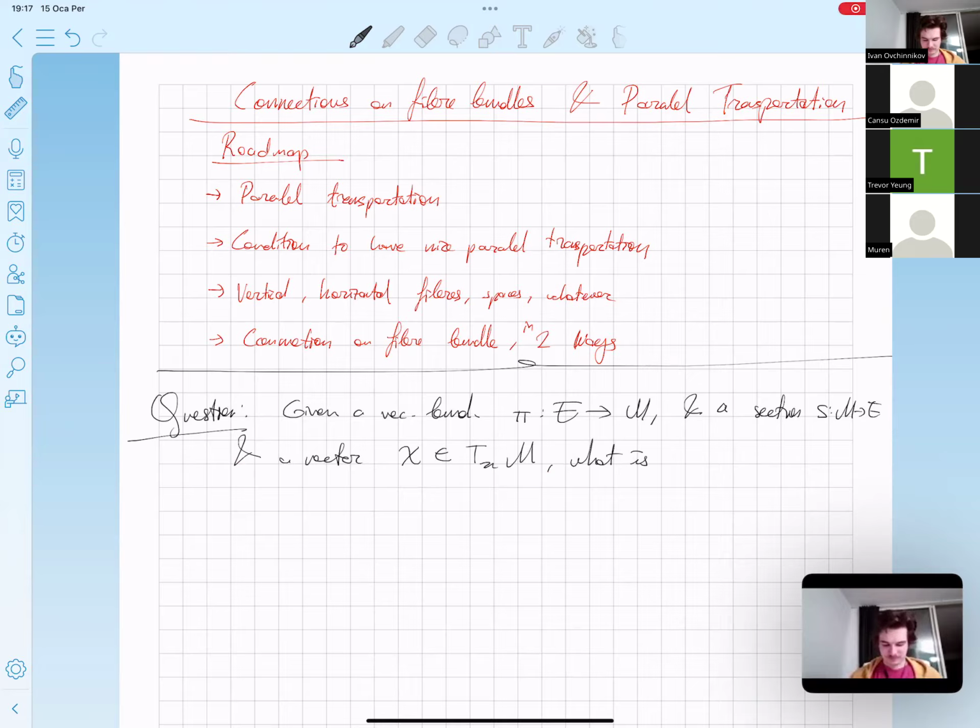what is meant by the directional derivative D_S X? Okay, so this is the first question that we're gonna ask.